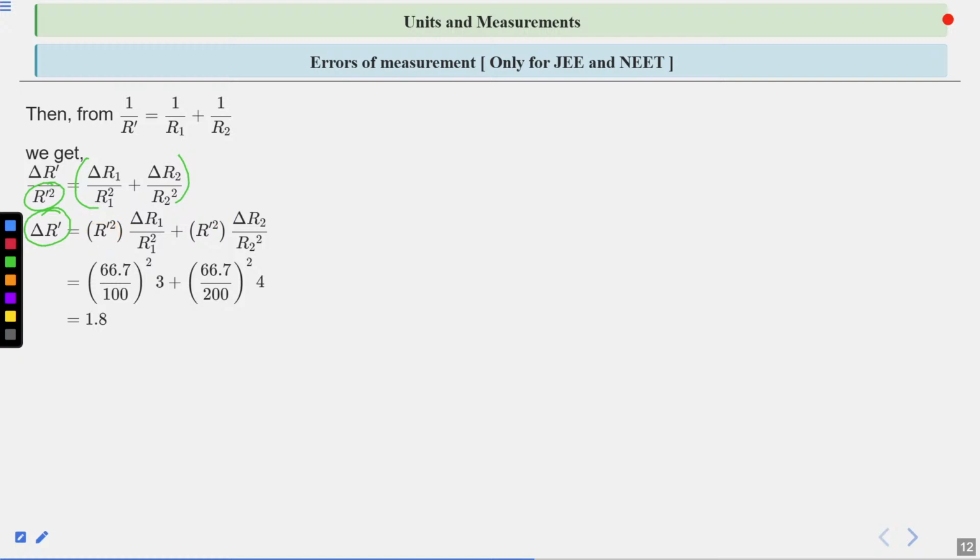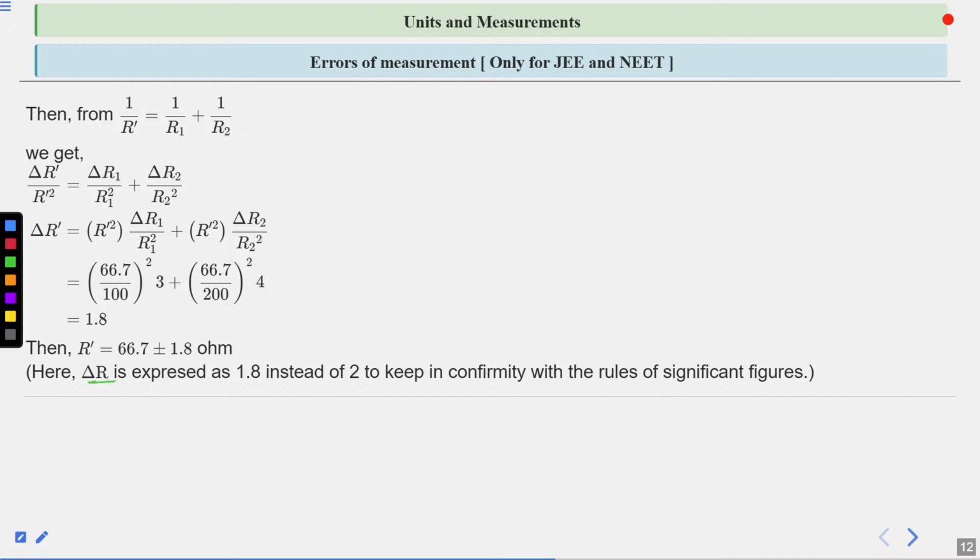So after substituting the value, you will get (66.7/100)² × 3 + (66.7/200)² × 4. So you will get 1.8. So delta R prime is equal to 1.8. So R prime is equal to 66.7 ± 1.8 ohm.